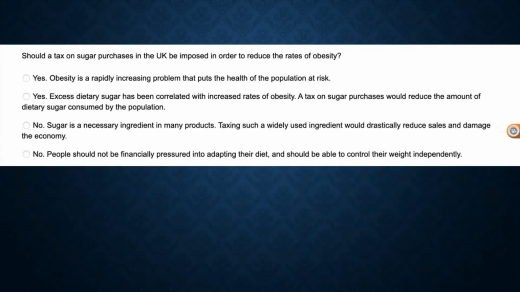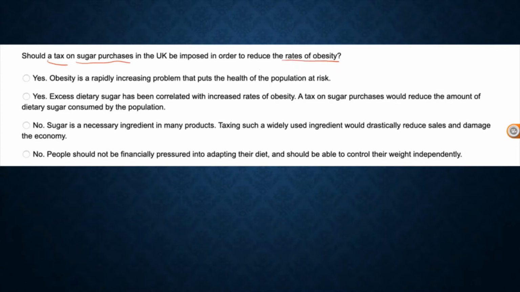Okay, so moving on to the first example, it states, should a tax on sugar purchases in the UK be imposed in order to reduce the rates of obesity? So from this, what you should take as the keywords is tax, sugar purchases in the UK, to reduce the rates of obesity.